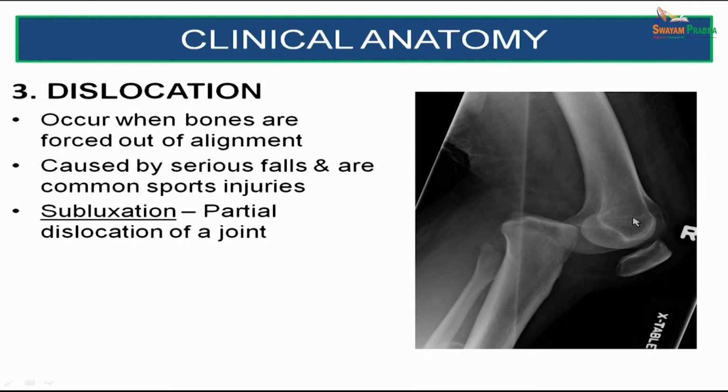Coming back to that same picture which we had seen right in the beginning, what is this condition? This is the condition called dislocation, when the bones are forced out of their normal position. This can happen when a person has a serious fall, and this is often seen in sports injuries. When this displacement is not complete or it is partial, then we use the word subluxation.